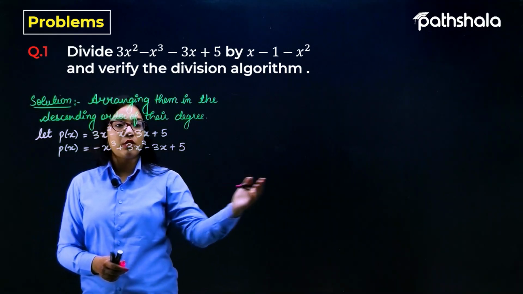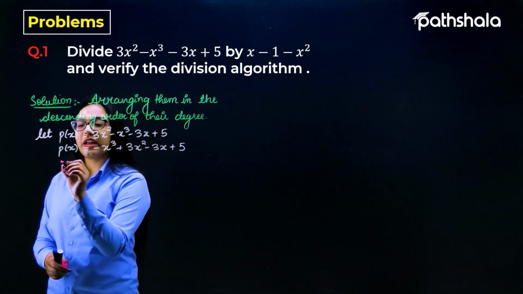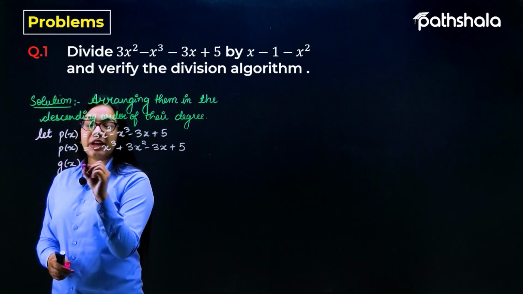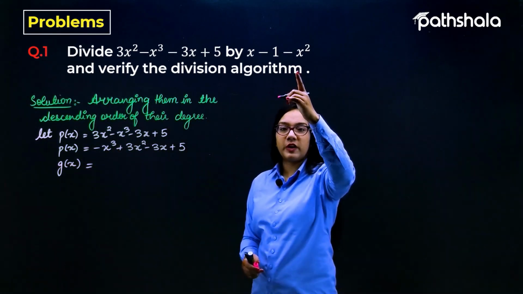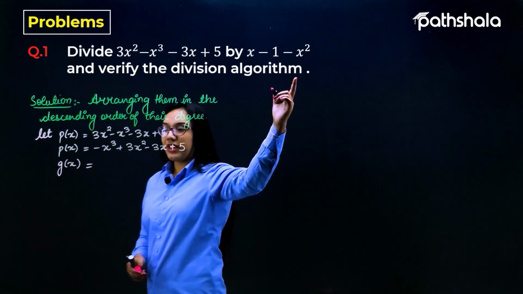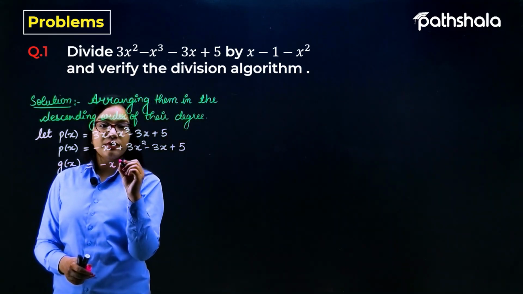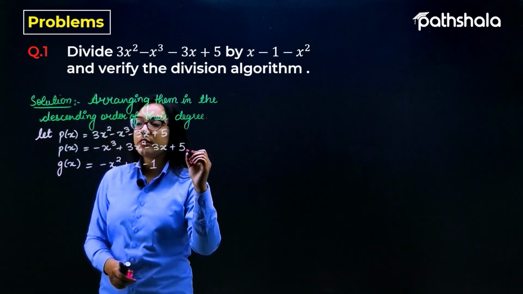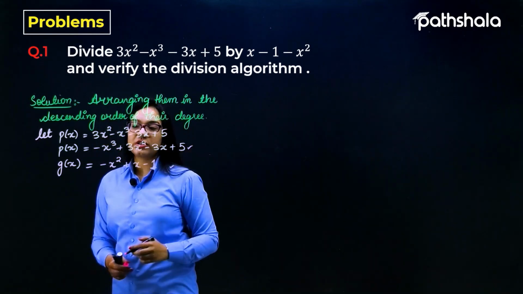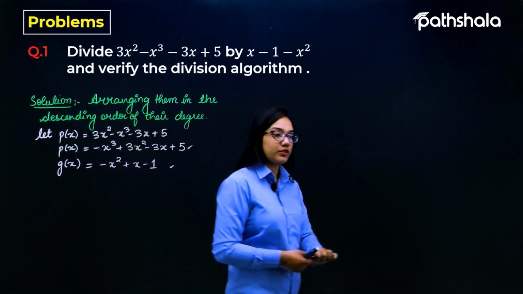Now let's talk about the other polynomial. Let us suppose I'm taking it as g of x. And let us arrange this particular polynomial in the descending order of their degree. So we can write it as minus x square plus x minus 1. Now we have the two polynomials p of x and g of x. Now let's divide these two polynomials.